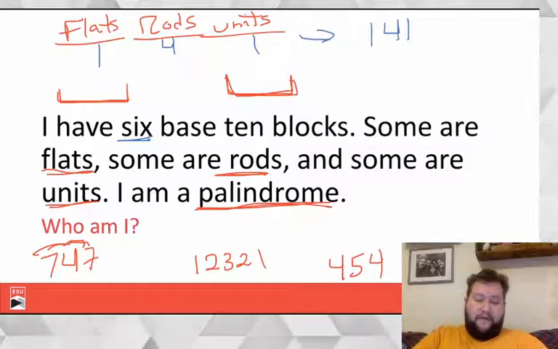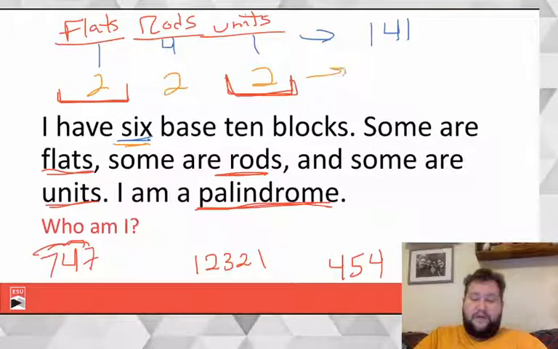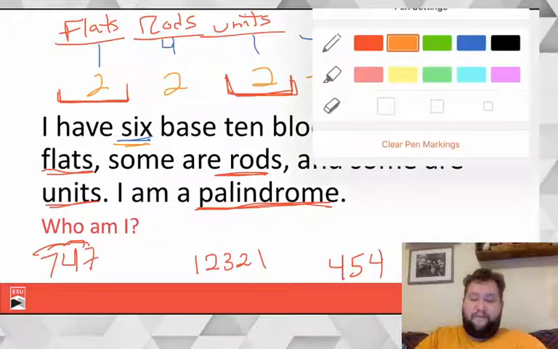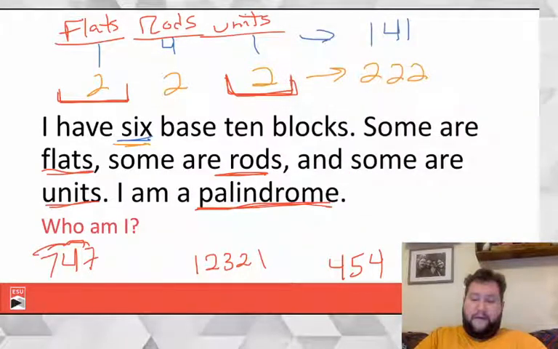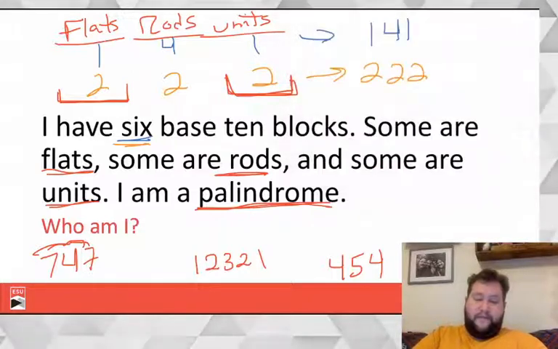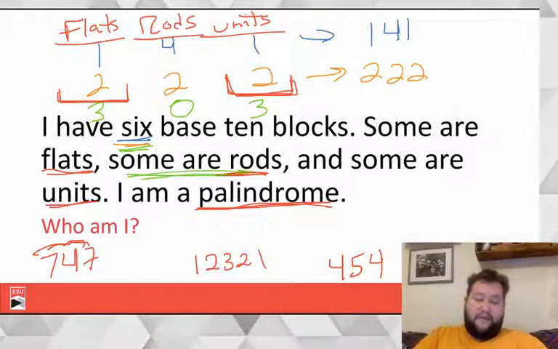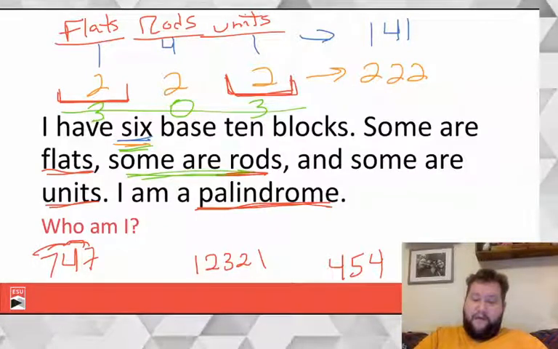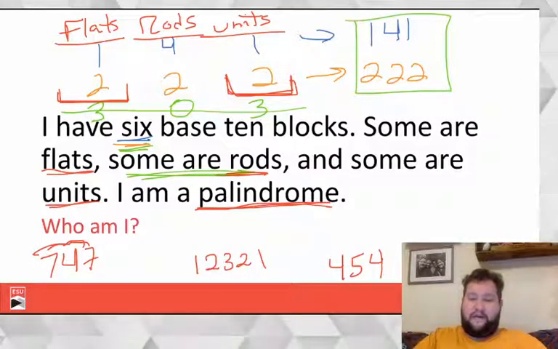If I have 2 flats, I need 2 units. If there's 6 blocks total, I have 2 rods, which makes me 222. Pick a different color. If I have 3 flats and 3 units, well, that's all 6 of my blocks. I would have no rods, but it says some are rods, so I can't be 303. I'm either 141 or 222.